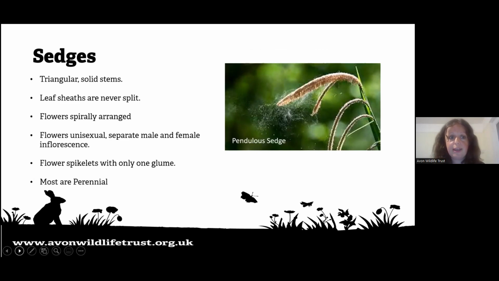Sedges are triangular, as I've just gone through. The leaf sheaths are never split. The flowers are spirally arranged, and they only have one bloom, which is a leaf-like bract below the spikelet. It basically cups the seed, and it's that cupping of the seed where it just bursts open and there's the seed. Sedge flowers are known as inflorescences. They are made up of smaller florets, and like grasses, they are wind pollinated, and most are perennial.